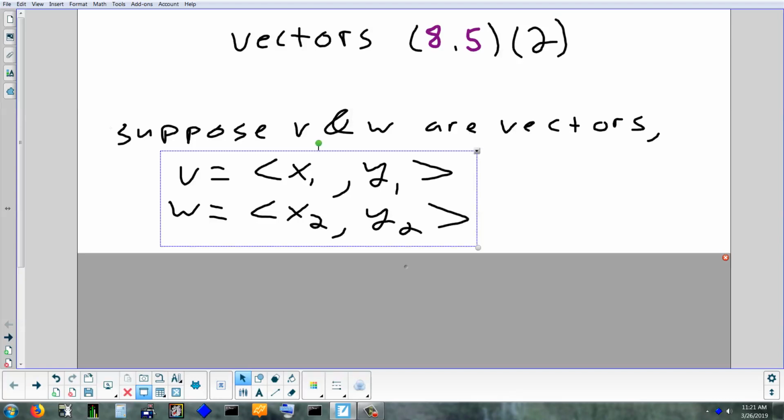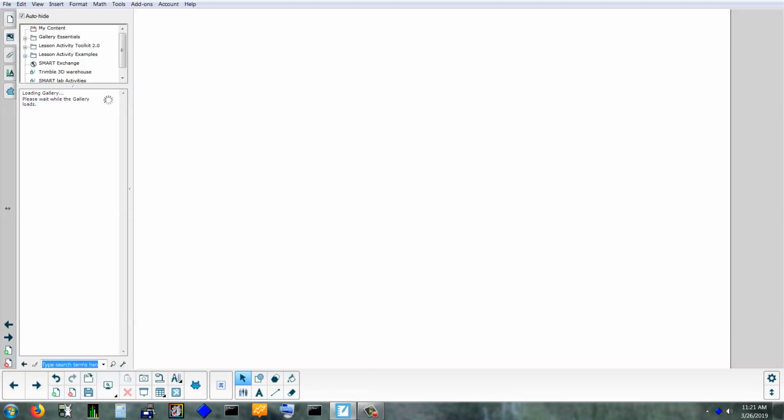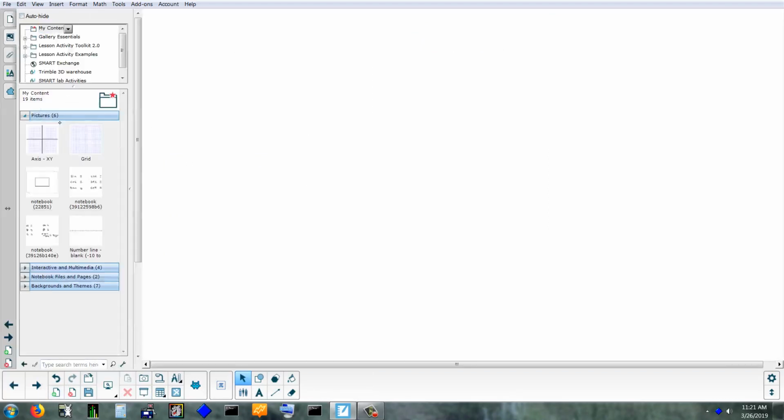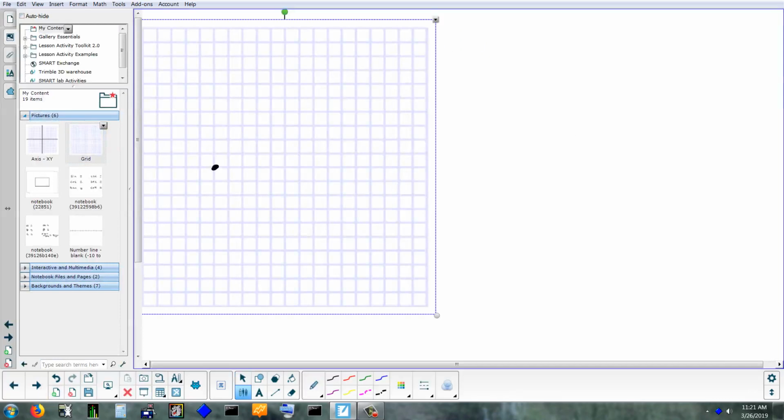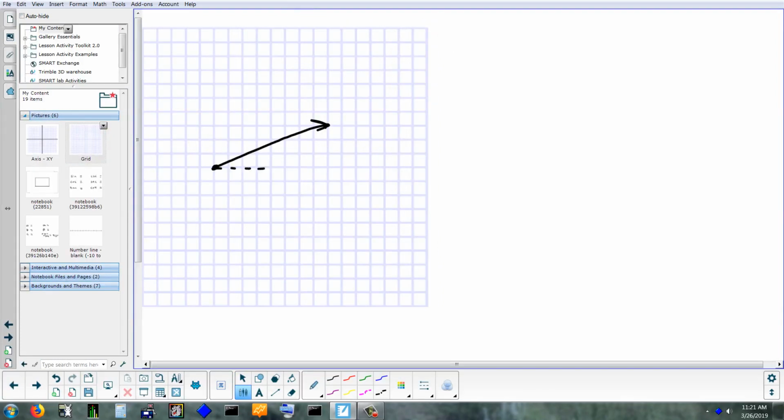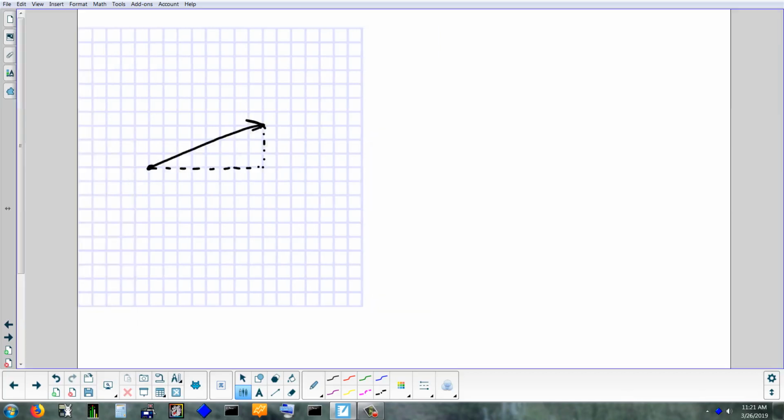Okay. And if you're not quite sure what I mean by components, imagine you had something like this. You've got a vector that starts here, ends here. Basically, if you make a right triangle out of it, that's the components. So just make a dotted line that goes that way, and that way. This particular vector would have a vertical component of 1, 2, 3, and a horizontal component of 1, 2, 3, 4, 5, 6, 7, 8. So if you were going to write this vector down, the way you would write it is just like that: 8, 3.